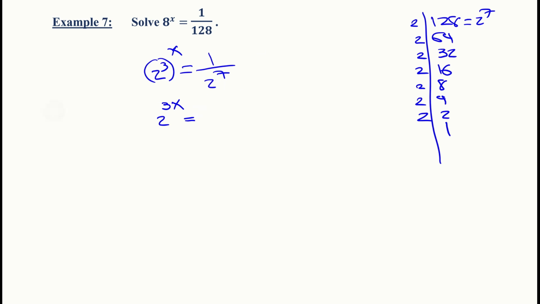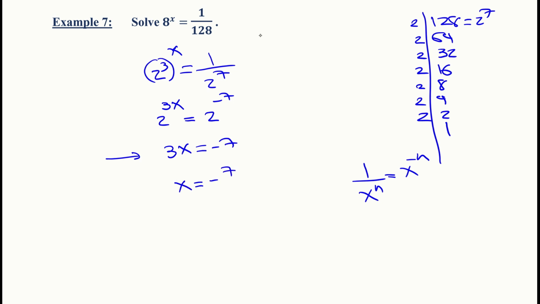So we're going to use this rule, 1 over x to the n equals x to the negative n, to bring that 2 up. So that becomes 2 to the negative 7. Now we have the form that we want. So now we're going to conclude that therefore 3x must be equal to -7. So we get x equals -7/3.